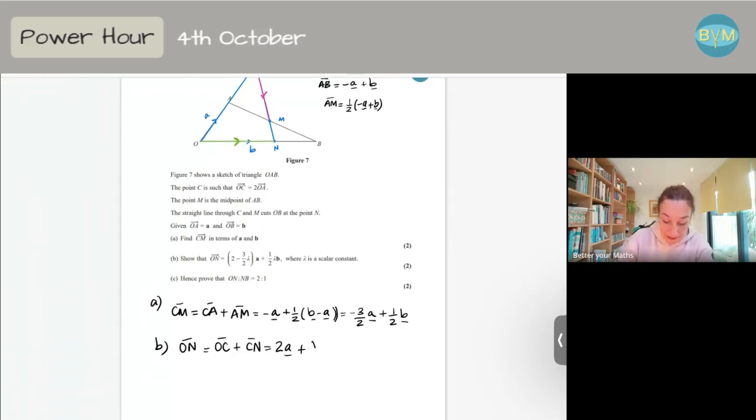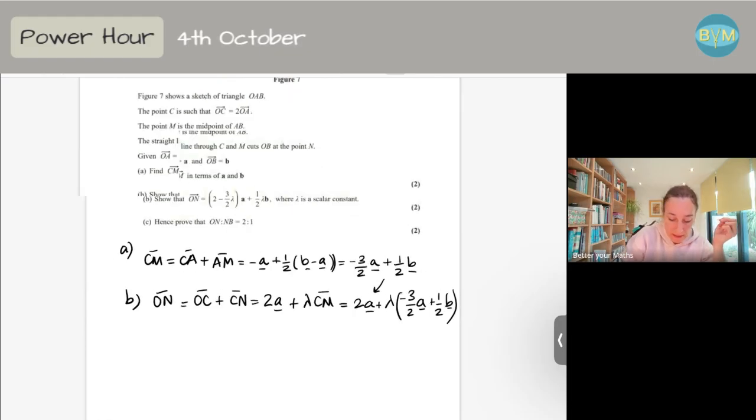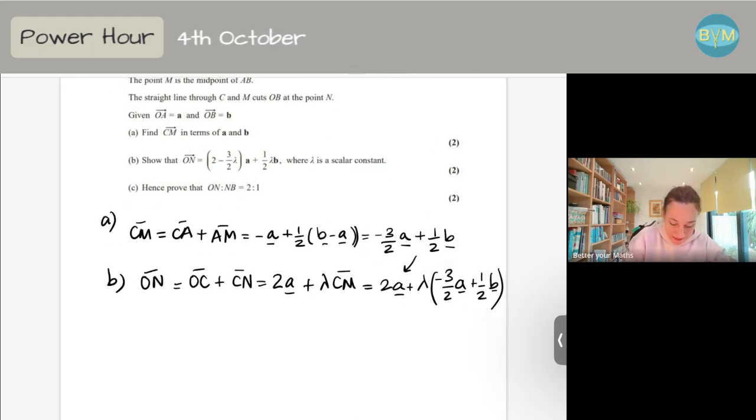And I have that, lambda CM. And I know CM from the previous part of the question. So I have 2a plus lambda times (minus 3/2 a plus 1/2 b). Everyone understand what I've done? So any vector, if I have this vector here, which is a, and this vector here, this will be lambda a. So it could be 2a, 3a, 1/2 a, I don't know, but it could be just lambda a. Two vectors, when they are parallel, are multiples. And if I rearrange this expression, I'm going to get this one. I'm not going to do it because we are dedicating already too much time to this question.